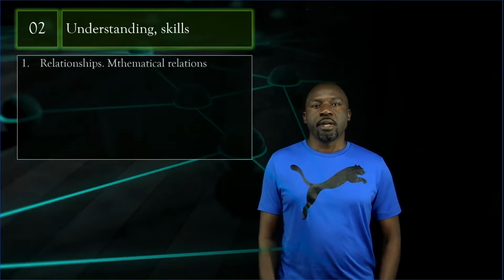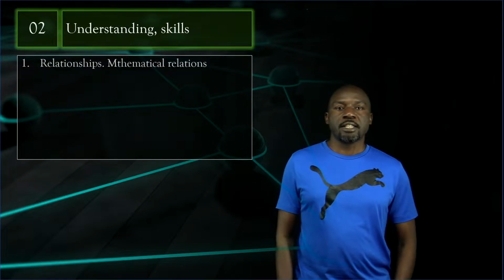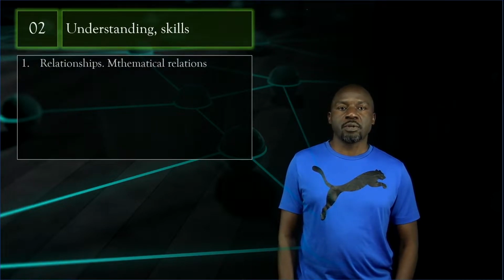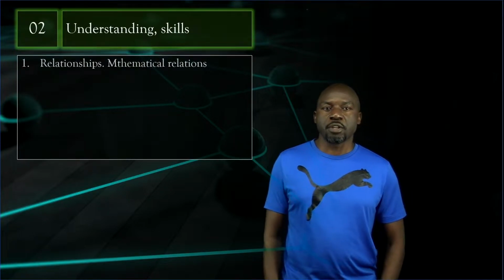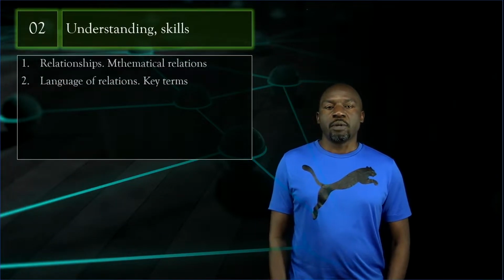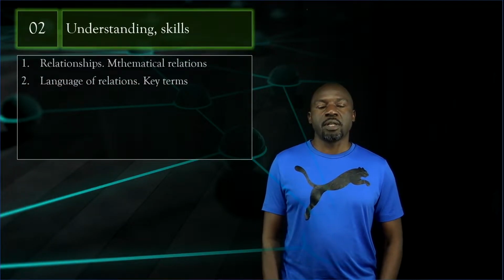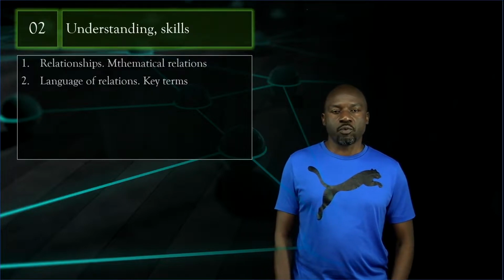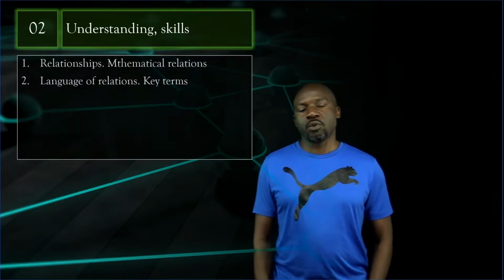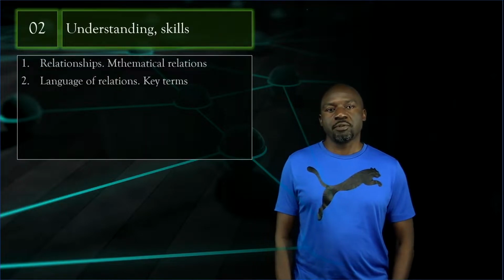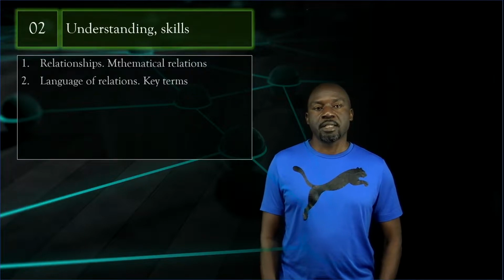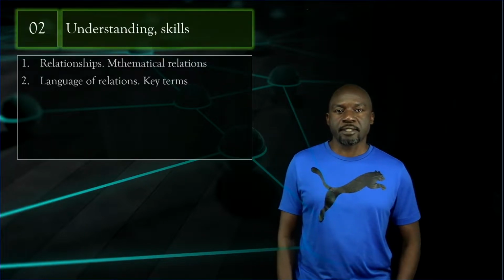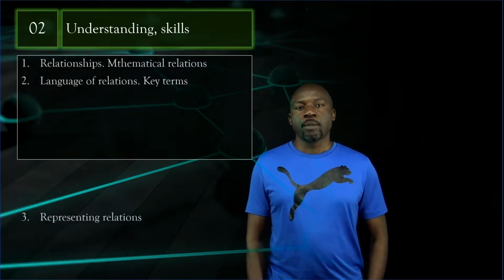Okay, so in terms of understanding, these are the areas we will be discussing. So we will look at mathematical relation and we compare that with what we mean by relationships in general, okay? We will look at the language of relations. We will be talking about the key terms that we use in the topic, and these terms will continue to be used all the way to DP2. Also, these terms are used in mathematics as well as in the sciences, specifically physics.